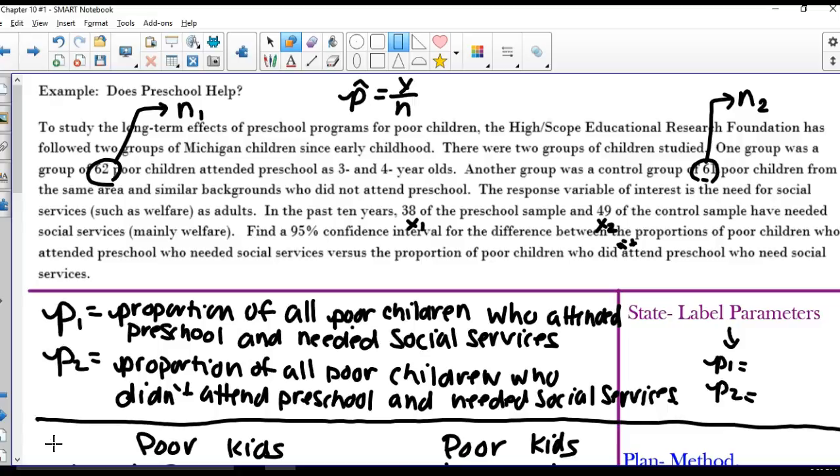Does preschool help? This is a confidence interval, to study the long-term effects of preschool programs for poor children. If you remember, we looked at kids who attended preschool and kids who didn't, and we looked at the proportion of them who needed social services as an adult versus the ones who didn't attend preschool and needed social services as an adult.